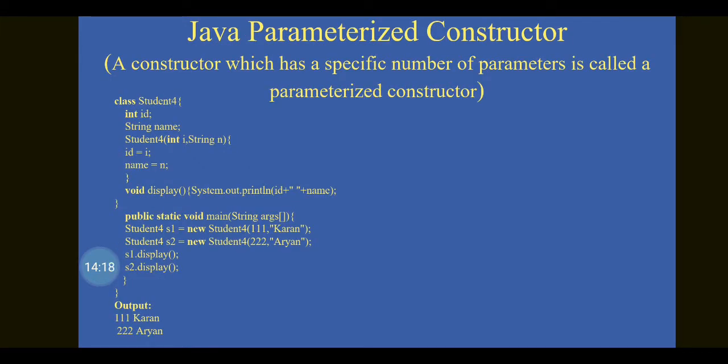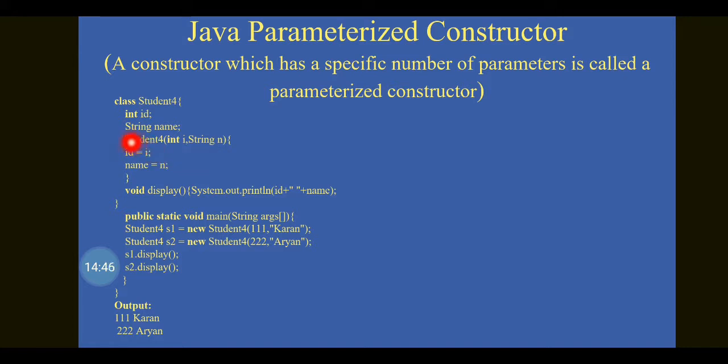So let us get into the next concept, that is Java parameterized constructor. A constructor will be called a parameterized constructor if it contains a specific number of parameters. For example, class Student4, here again int id and String name are the instance variables, and Student4() will act as a constructor. Here we have two parameters, that is int i, comma, String n.